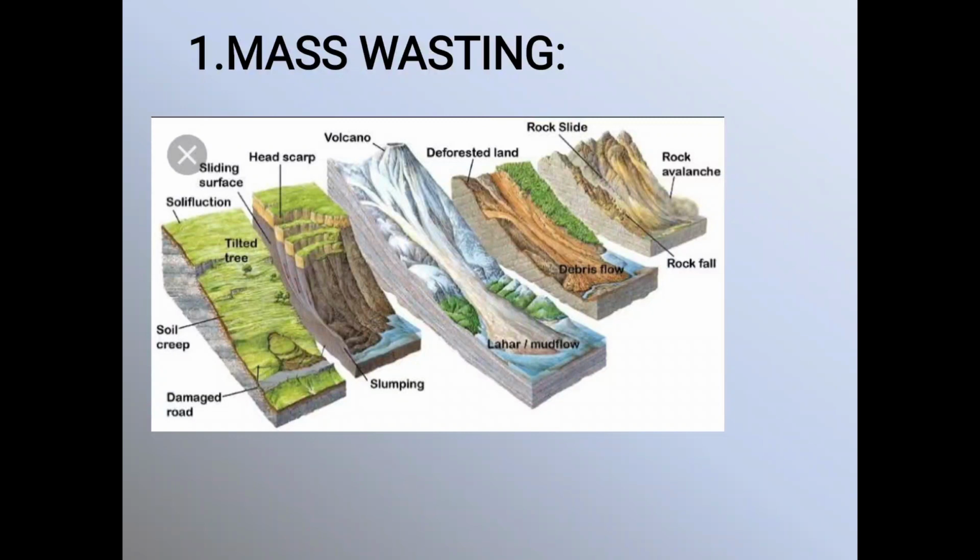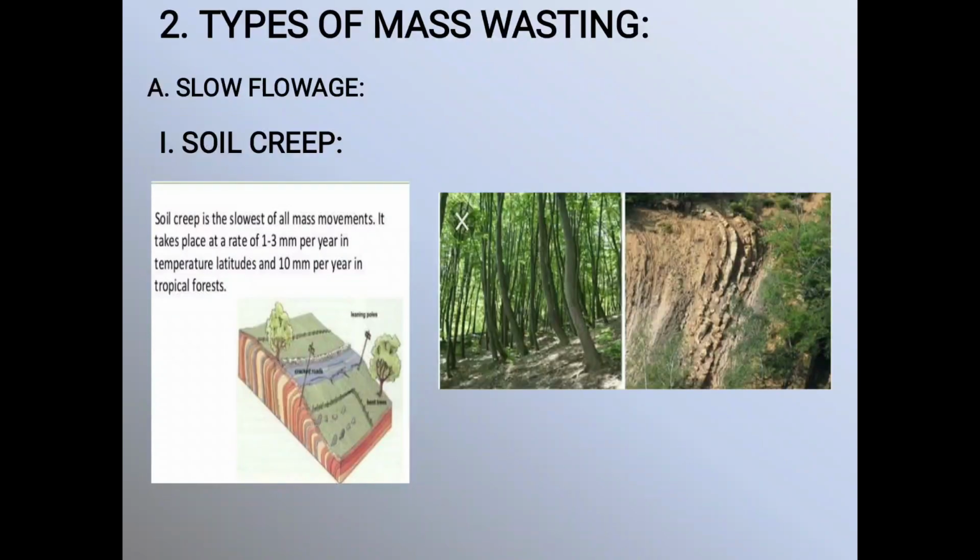Sharp has recognized 4 major classes of mass wasting, which can be designated as slow flowage. Now here we will see the types of mass wasting generally. In that, number 1 is slow flowage. Now in slow flowage, number 1 we will see that is the soil creep.